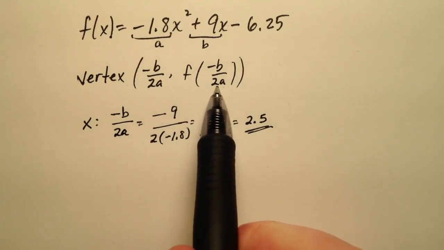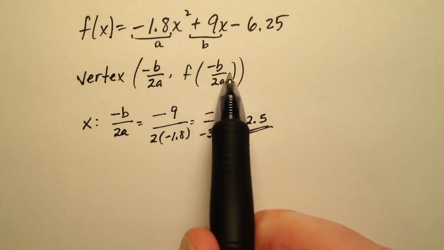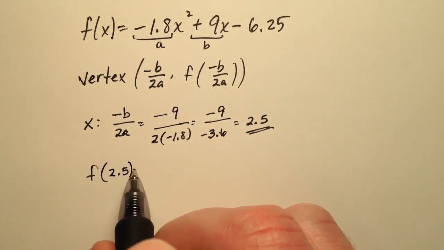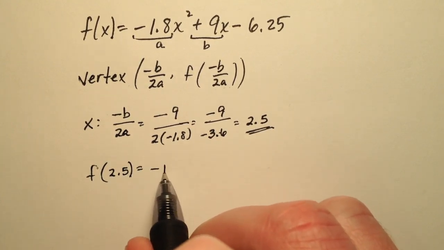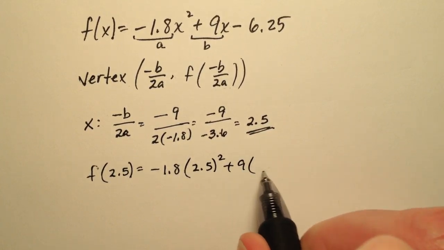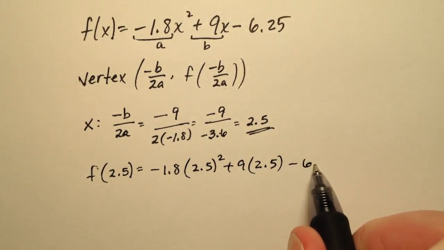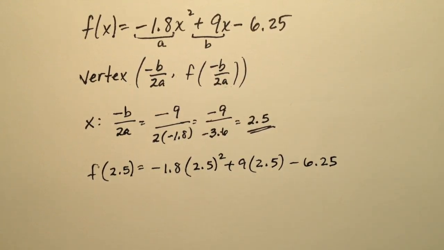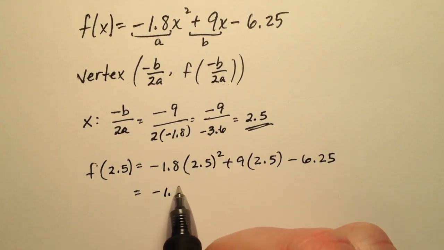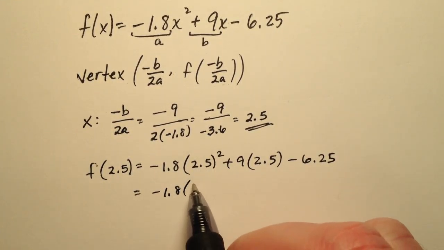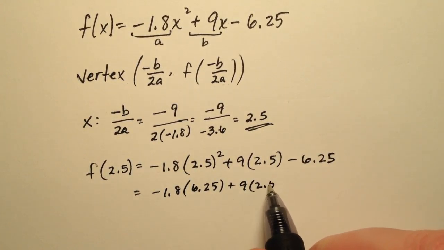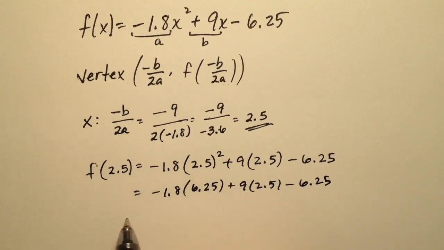So in order to get the y value for my vertex, I'm going to go ahead and plug my 2.5 into my function. So I'm going to find f of 2.5. So it's negative 1.8 times 2.5 squared plus 9 times 2.5 minus 6.25. Now it's just a matter of taking this decimal business and simplifying it. So it's negative 1.8 times, and 2.5 squared will be 6.25. And go ahead and write down the rest of this, and that way all the multiplication can be done together.